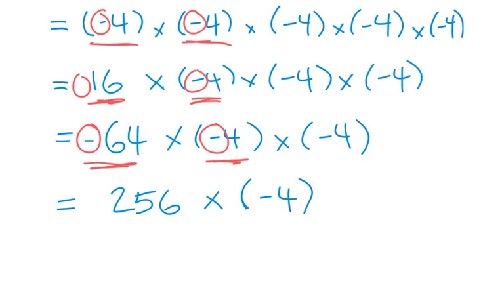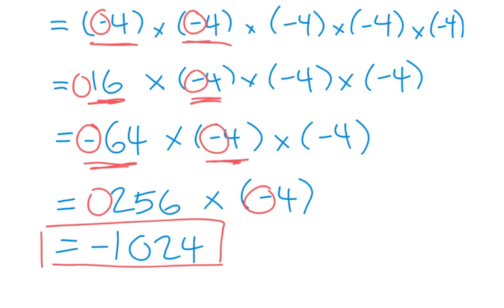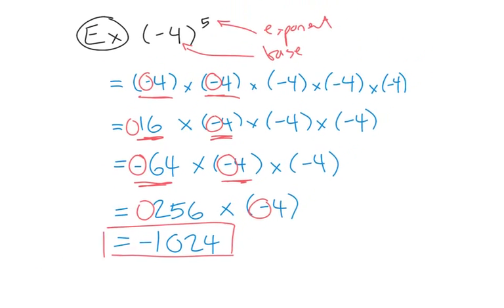So last but not least, let's finish this off. So 256 times 4 is going to be equal to 1,024. Before we finish, let's take a look at the signs. That is positive, that is negative. When you multiply a positive number by a negative number, your answer is negative. Therefore, our final answer is -1,024. Let me just scroll up to show you all the work.